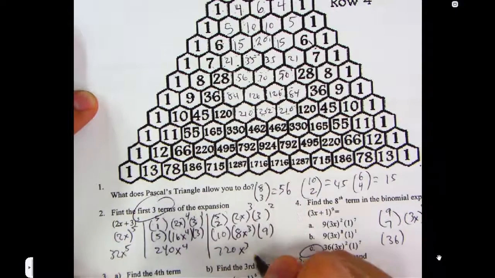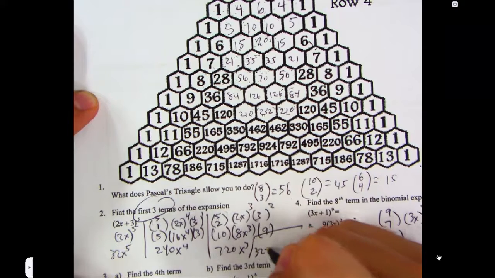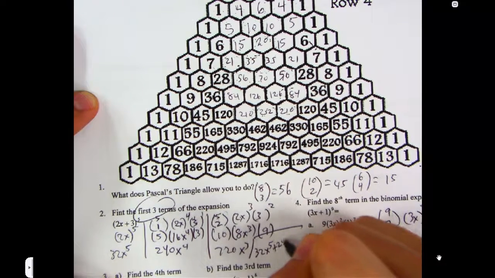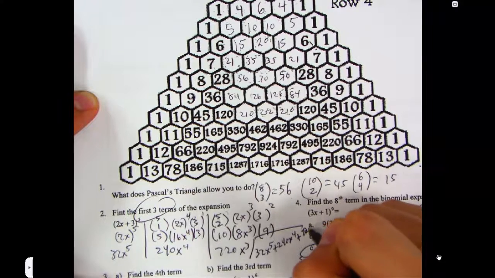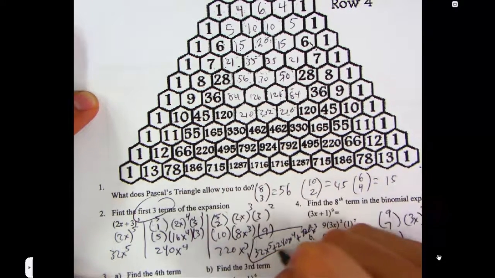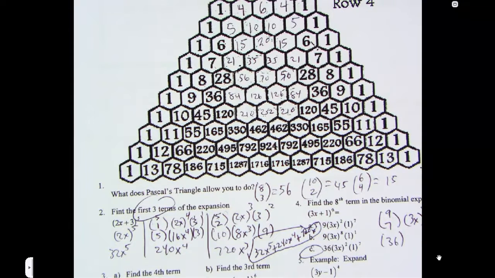Okay, now you have all 3. Just write your answer. Let's write it right here. 32 x to the 5th plus 240 x to the 4th plus 720 x to the 3rd. Any questions?